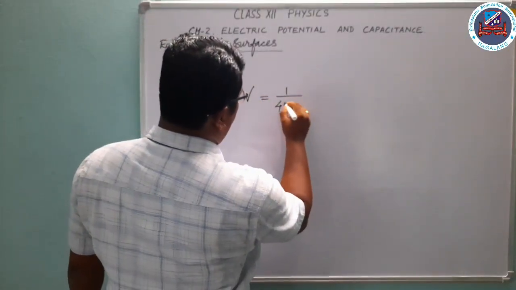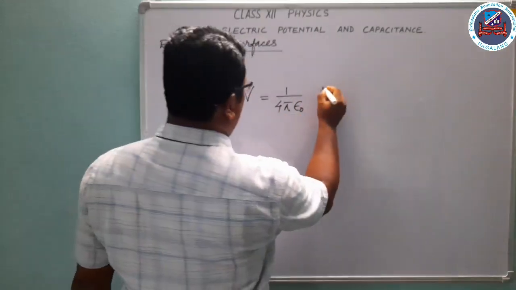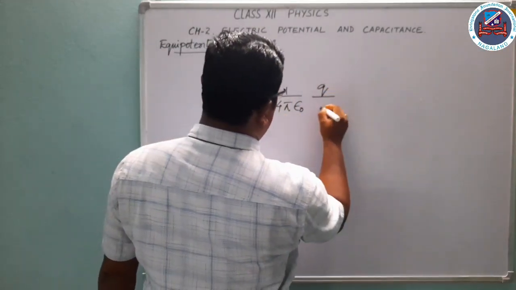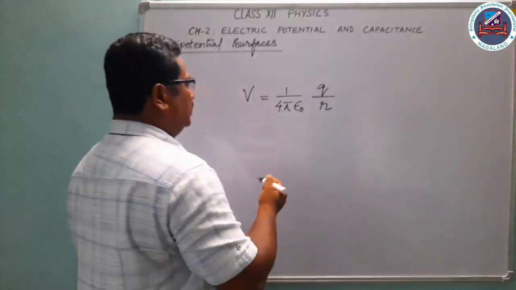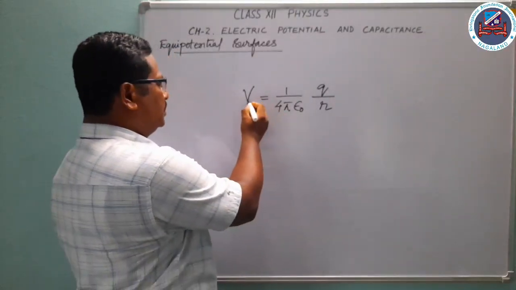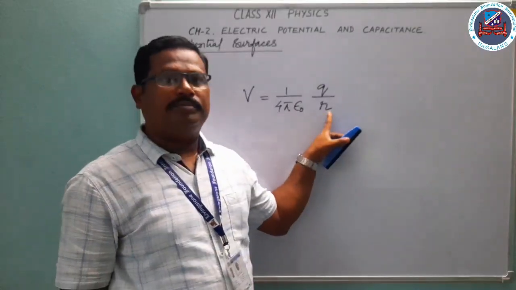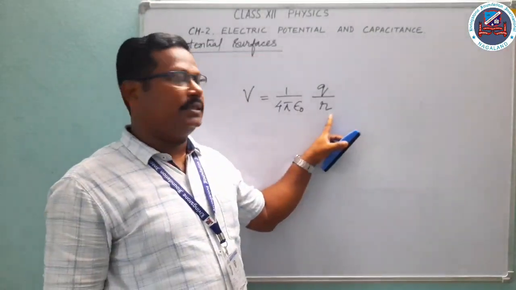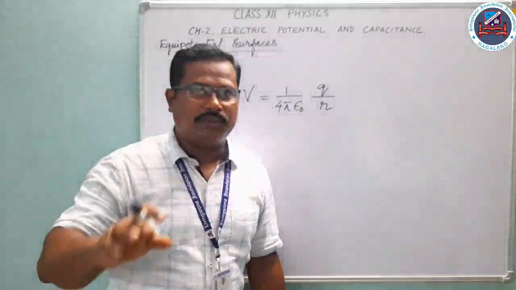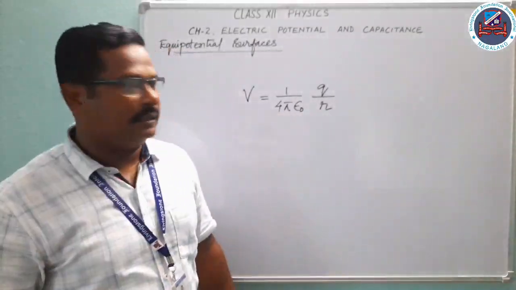1 by 4 pi epsilon naught, charge Q divided by distance R. The potential V will be constant for a constant value of R. First of all, to understand this, we need to draw an equipotential surface.